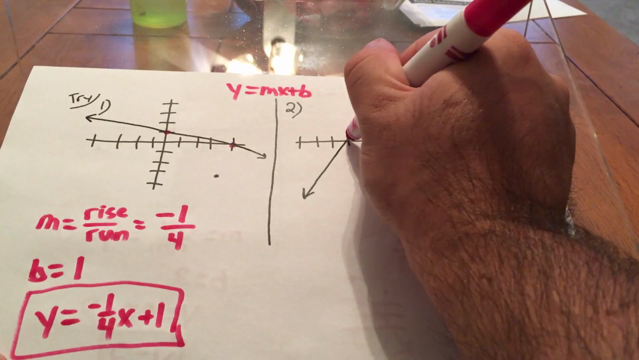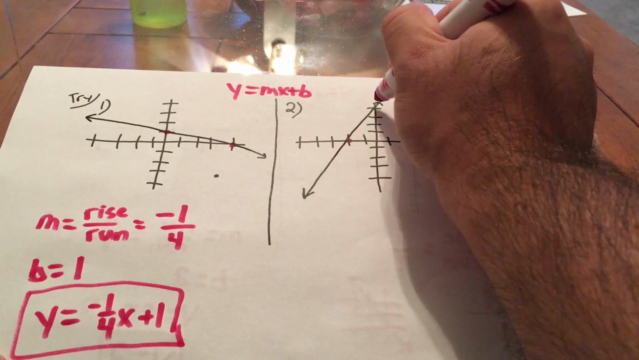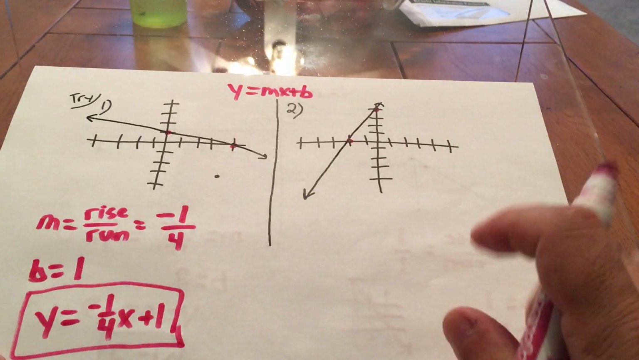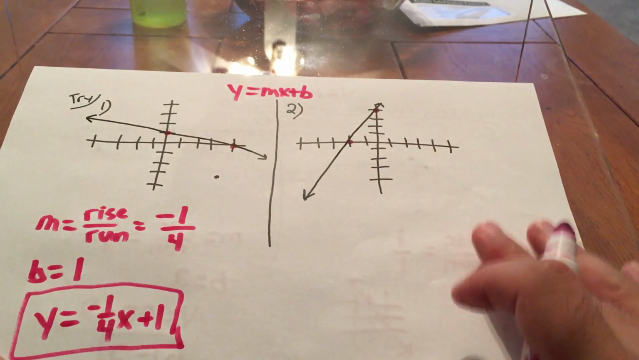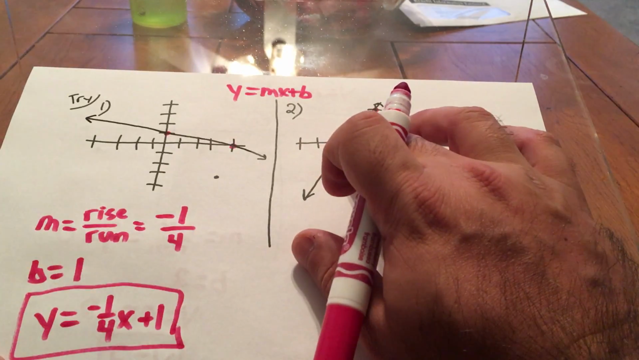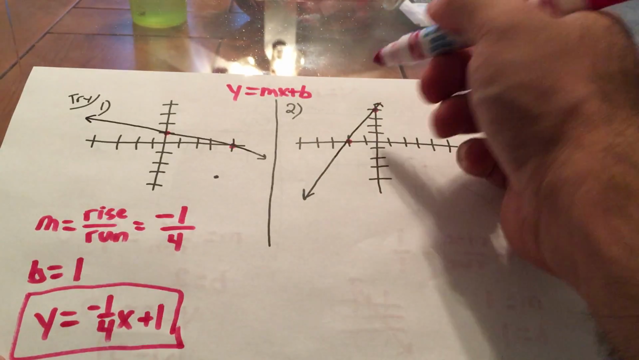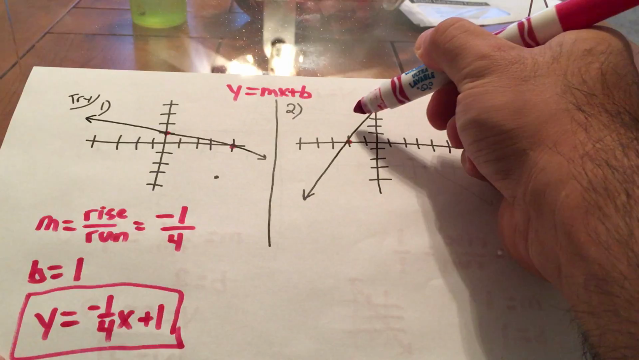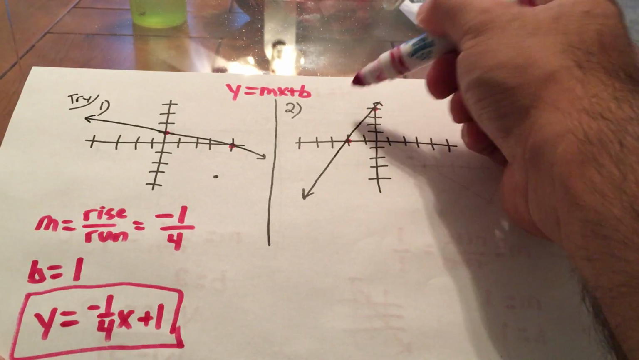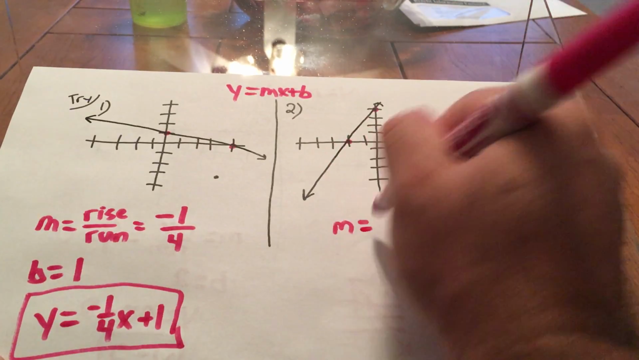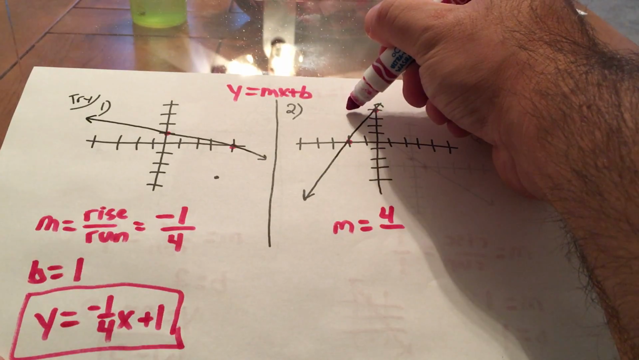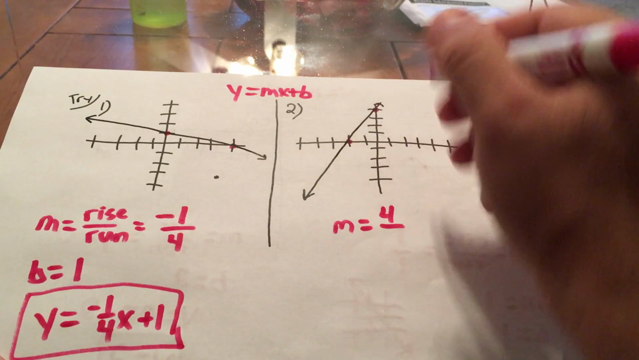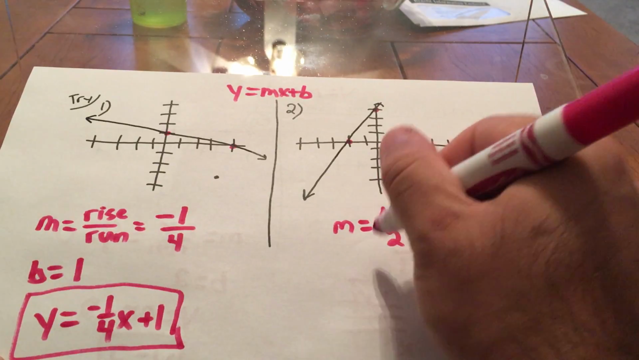In this one, if I want to pick 2 points, here's a good point. Here's a good point because they're touching. Touching right there at a whole number. All right. If I want to go from this point up to this point, I've got to go up 1, 2, 3, 4. So my slope here is I go up 4. And then I've got to go to the right 1, 2. So my run is 2.